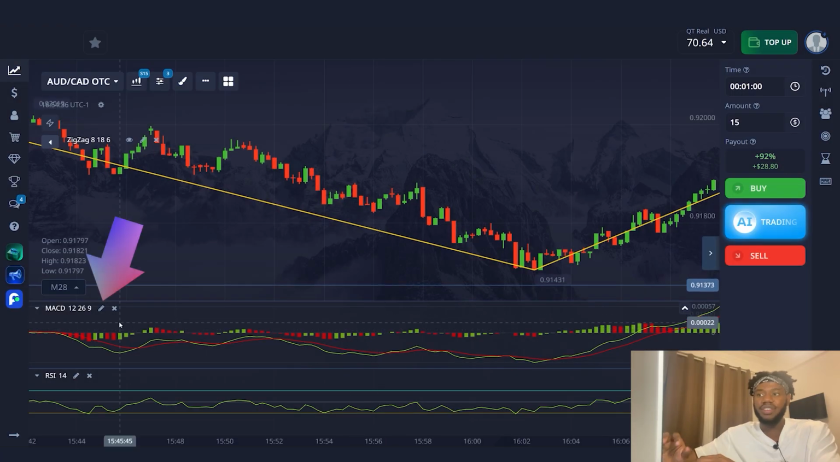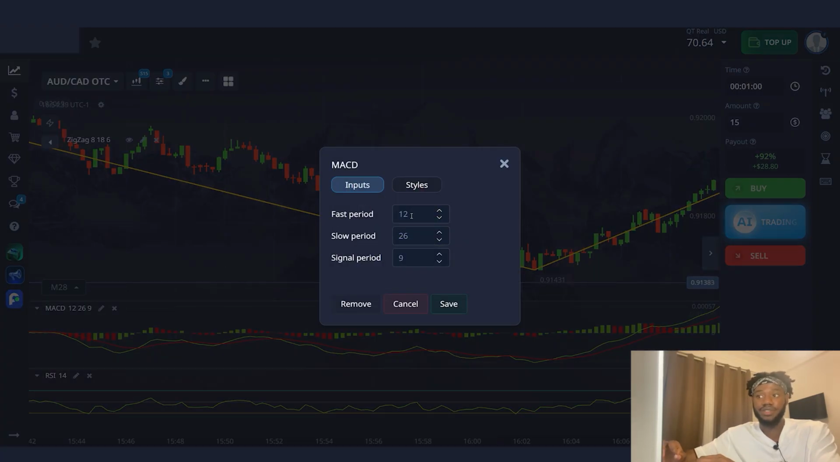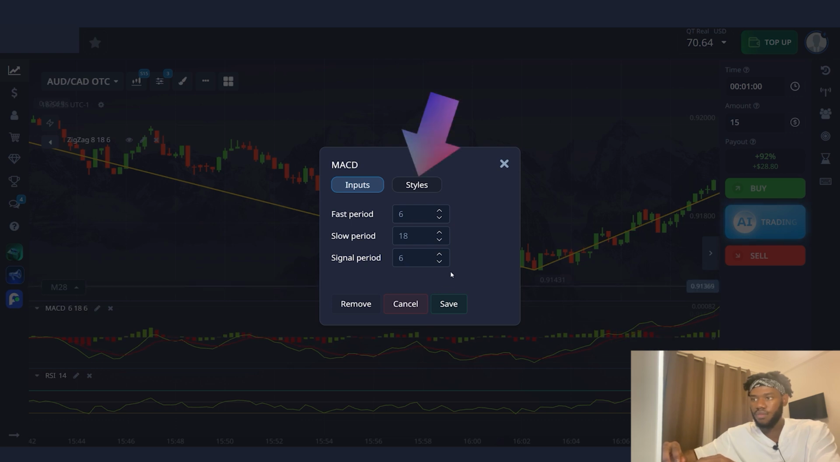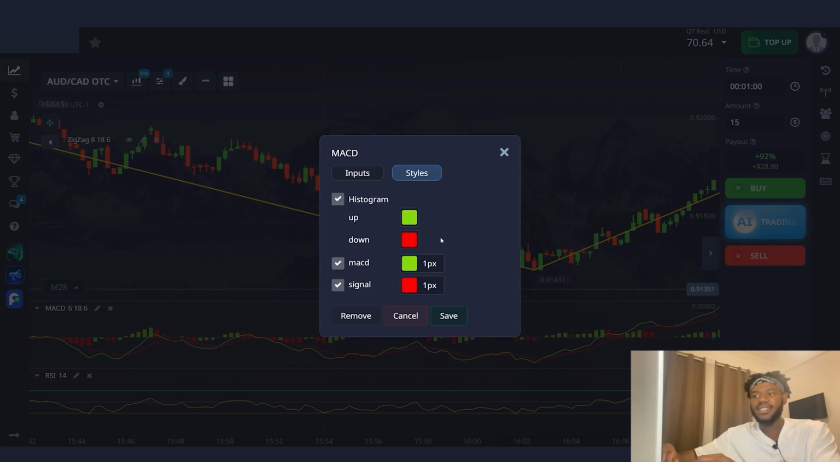Now I will reduce the fast period for the MACD indicator to 6, the slow period will be 18, and the signal period will also be 6. Okay, in the style settings, I will keep the line color as standard, but I will only increase the thickness.